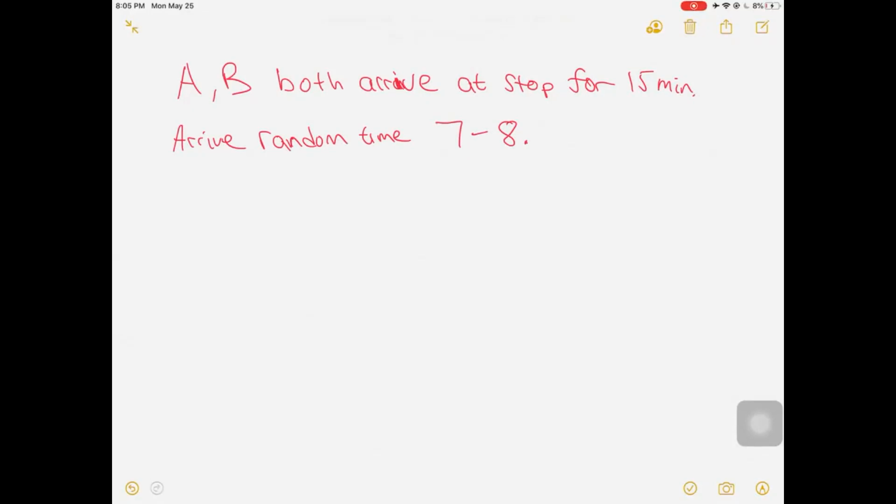Okay, so they both arrive at a random time from 7 to 8. And then the question asks, what is the probability they're gonna meet each other?